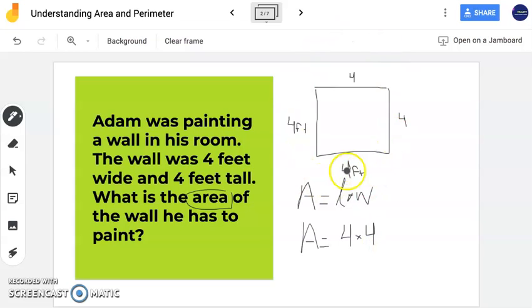And I can even look at my figure that I drew to help me figure out what my side lengths are. And we know that 4 times 4 is 16, but my unit of measurement is going to be square feet. So it's asking, what is the area of the wall he has to paint? The answer to my question would be that he needs to paint 16 square feet.